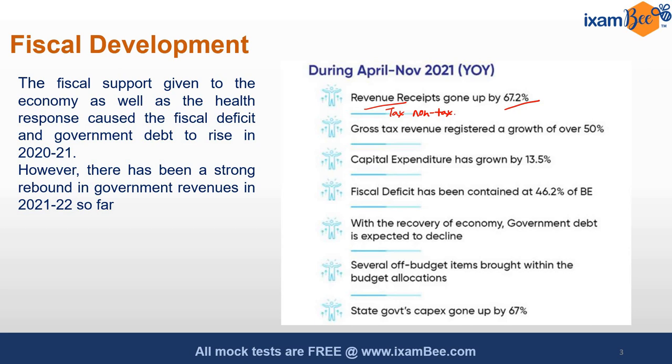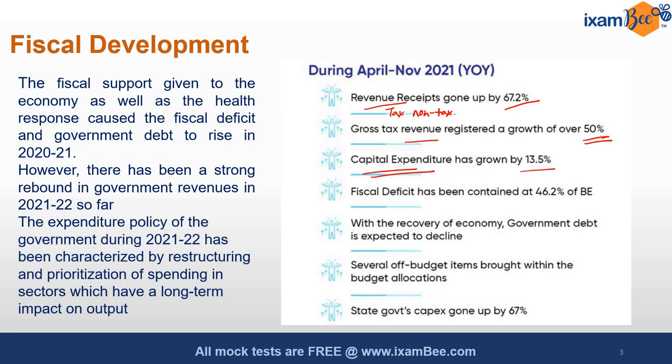and also the surplus transfer that RBI does to the government is also a kind of non-tax revenue receipt for the government. So if we are talking about the tax revenue, this has also registered a good growth of 50%. And on the other side, if you're talking about the expenses, they have grown by 13.5%, and this is what they have highlighted as the capital expenditure.